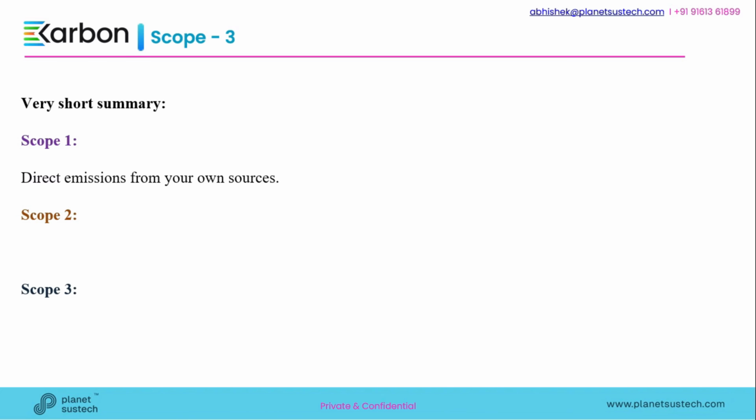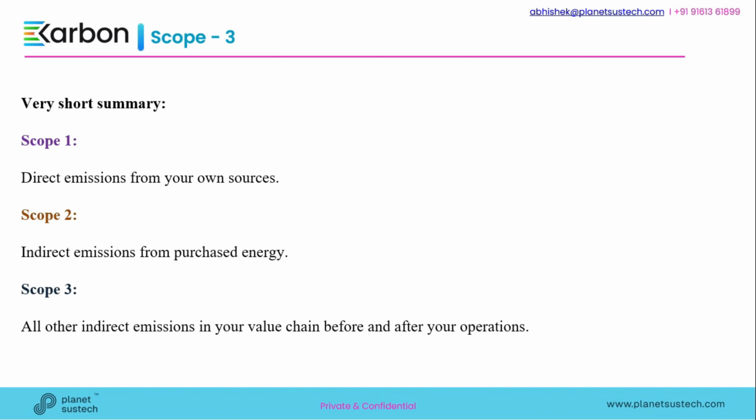Very short summary. Scope 1. Direct emissions from your own sources. Scope 2. Indirect emissions from purchased energy. Scope 3. All other indirect emissions in your value chain before and after your operations.